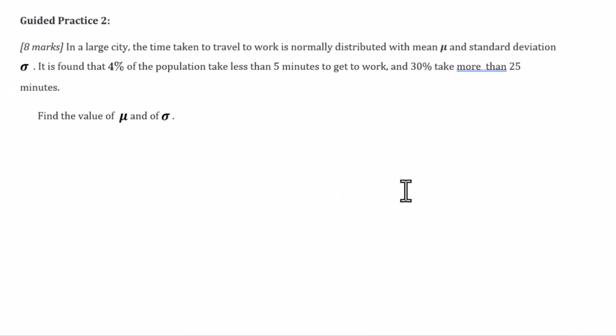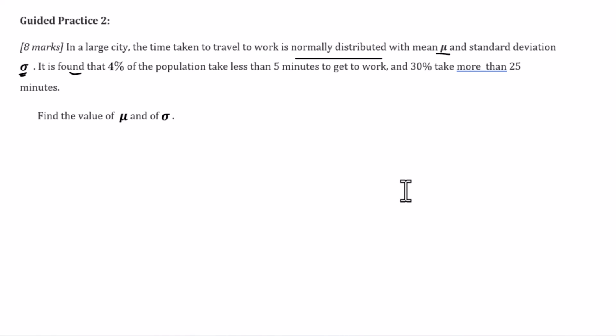Let's go to guided practice 2. In a large city, the time taken to travel to work is normally distributed, with a mean mu and a standard deviation sigma. It's found that 4% of the population take less than 5 minutes to get to work, and 30% take more than 25 minutes. Find the value of mu and of sigma.